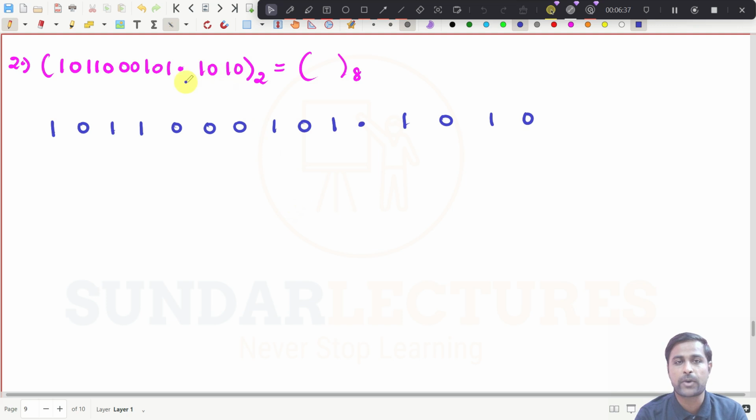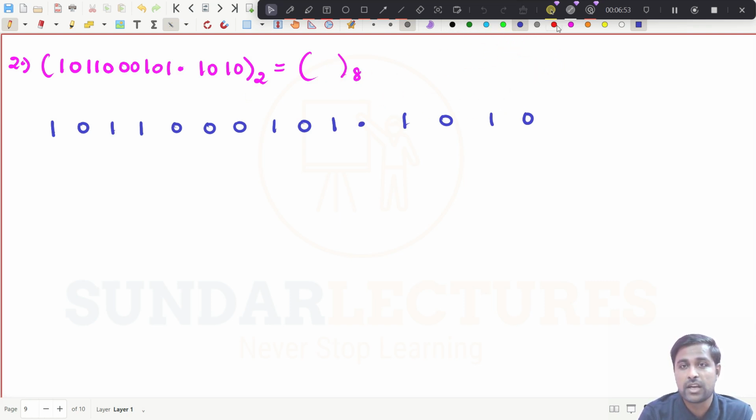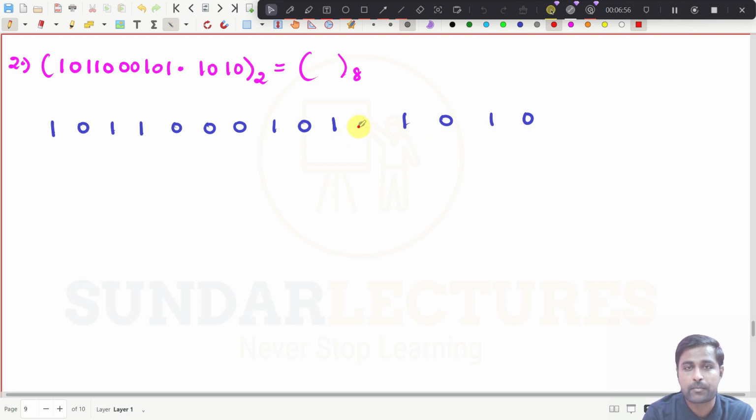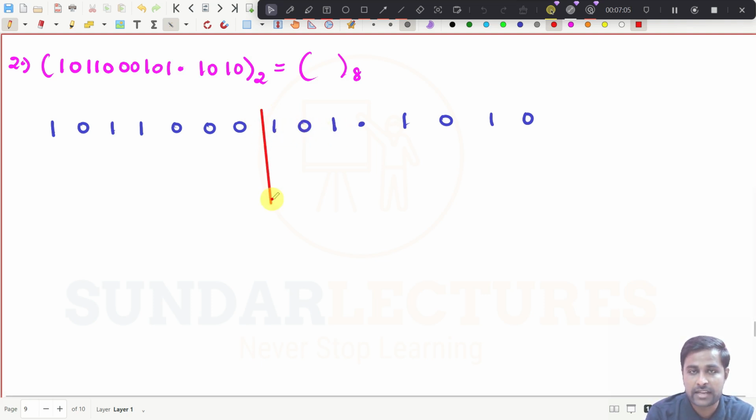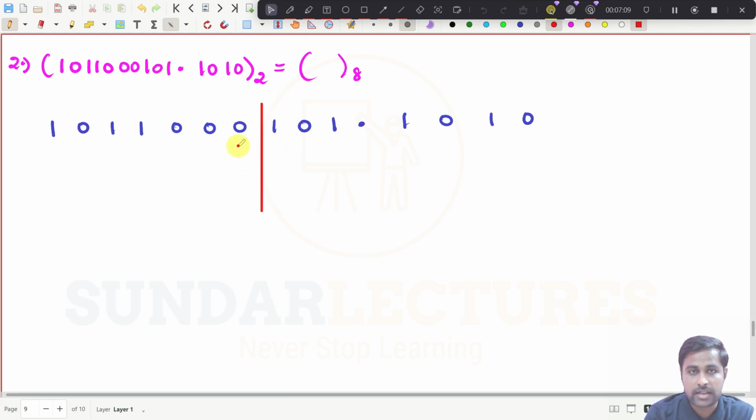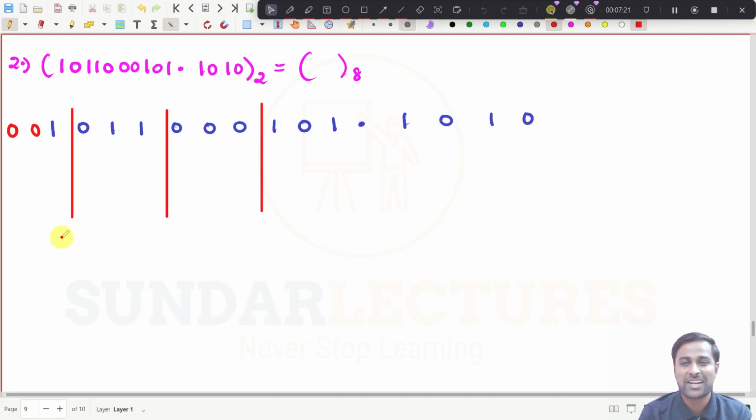So if you have any decimal point like this, then what you have to do is split. From here you have to split into three digits, because this is the procedure to convert a binary value into the octal value. You come from the point, from the rightmost bit, and put a line after three digits, 1 2 3. You put a line, and then 1 2 3, you put a line, and then 1 2 3, you put a line here. If any group has fewer digits, you add two zeros.